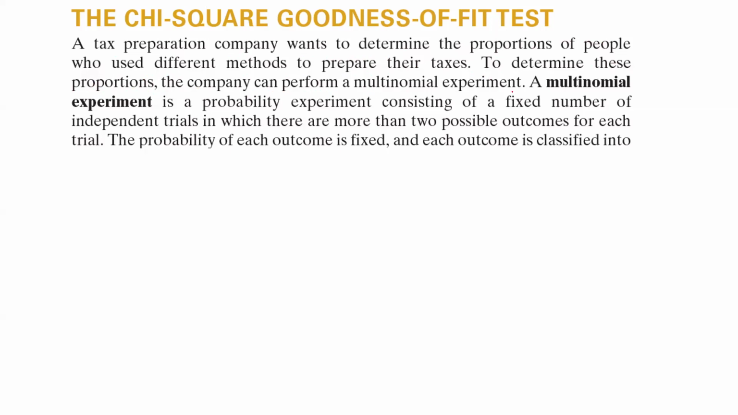multinomial experiment. A multinomial experiment is a probability experiment consisting of a fixed number of independent trials in which there are more than two possible outcomes for each trial. The probability of each outcome is fixed, and each outcome is classified into different categories.